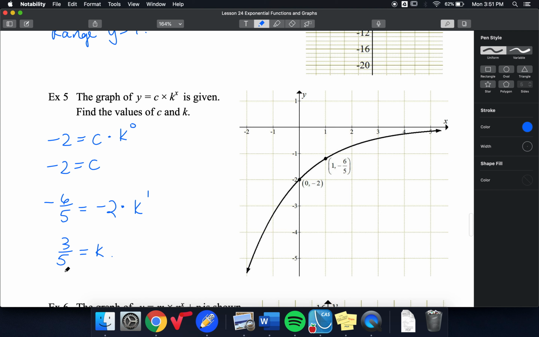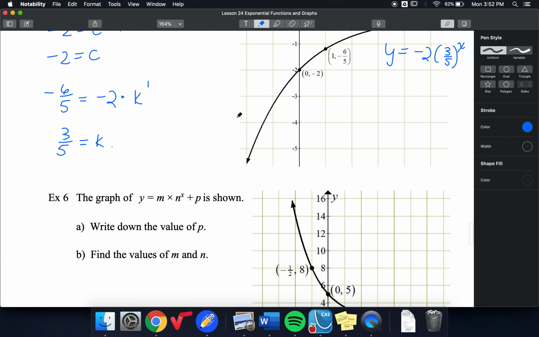So remember, our base doesn't have to be an integer. It's okay that it's a rational number. It just has to be greater than 0. So in the end, this equation: y equals -2 times (3/5)^x.